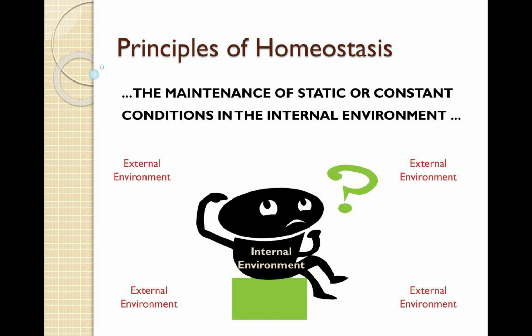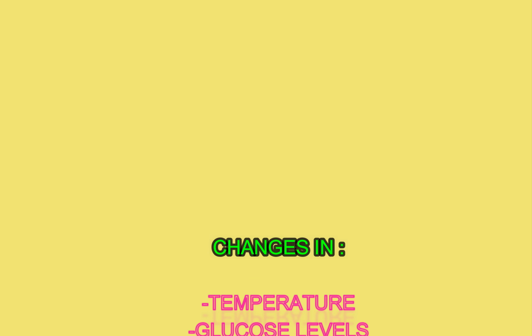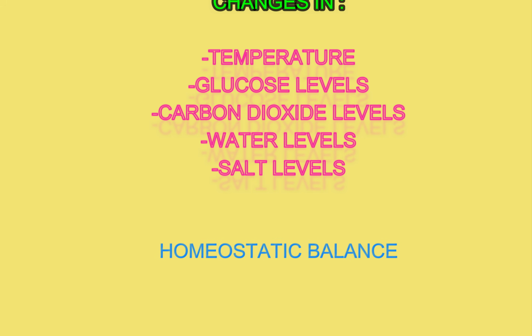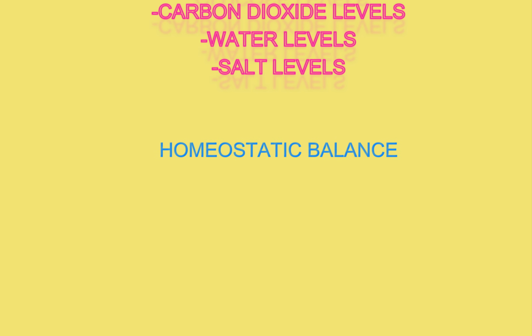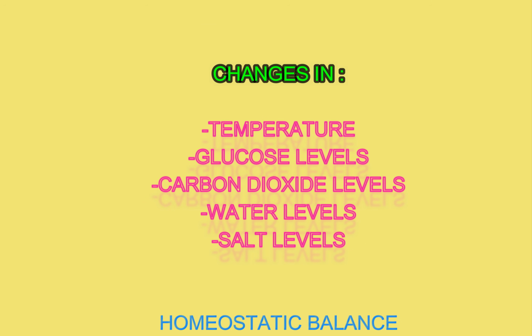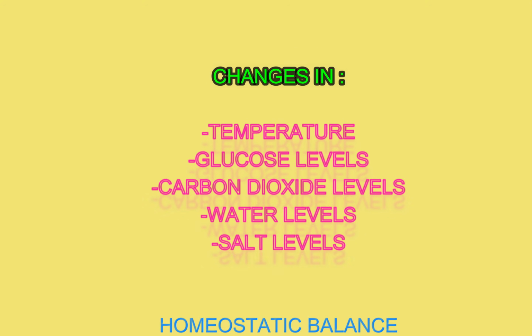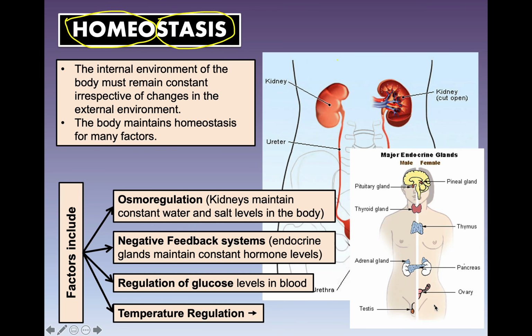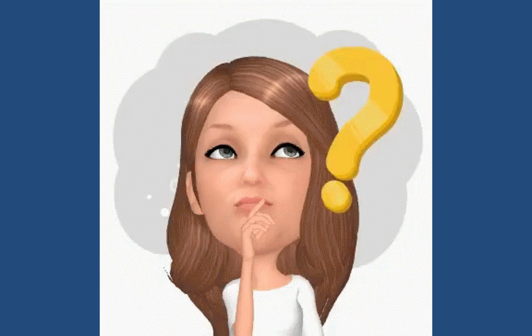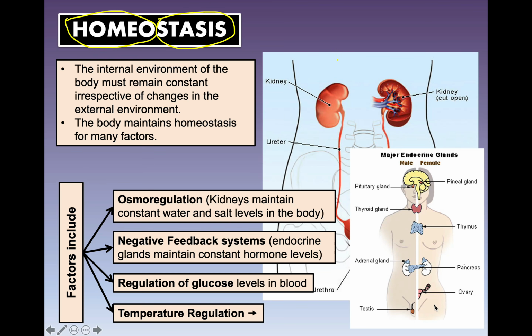And what can these changes be that might be occurring externally or internally? It can be changes in temperature. It can be changes in the person's glucose levels, carbon dioxide levels, water levels, salt levels. And all of these changes can actually affect the homeostatic balance of the body. How is homeostasis able to do this? How is it able to keep the internal environment of our body constant despite any changes happening externally? How is it able to do this?